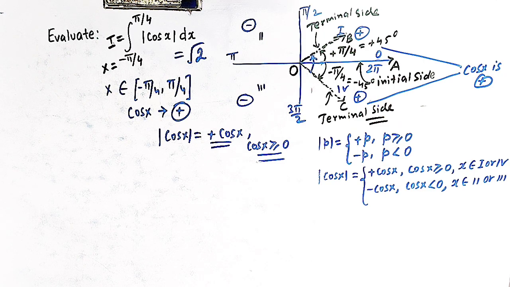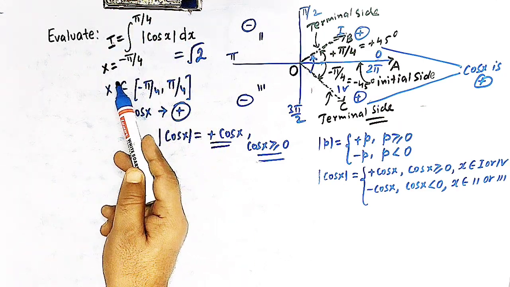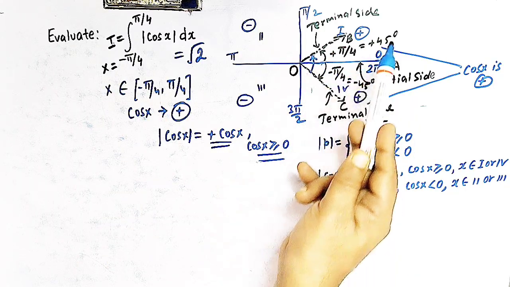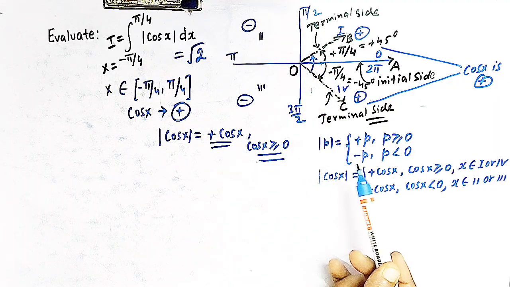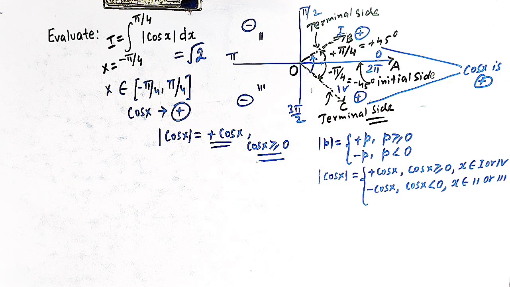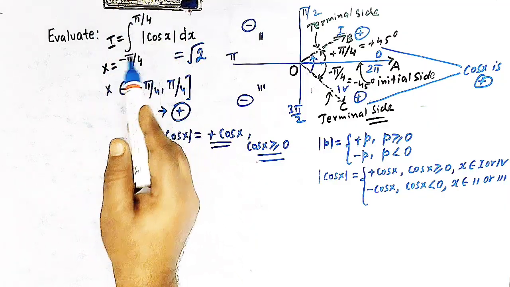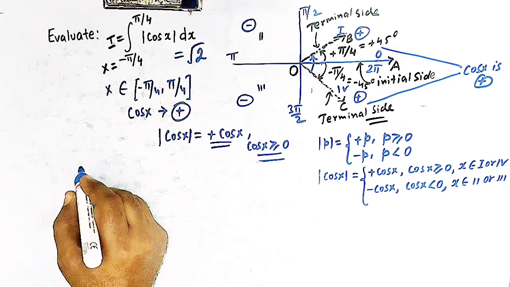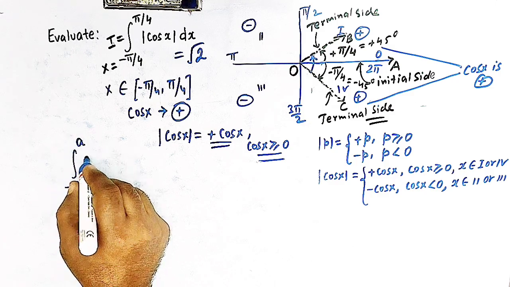So viewers, this is how we can easily evaluate this definite integral using these two concepts, that is the sign convention of cosine function in the four quadrants and the definition of mod function. But here we can also evaluate this integral using the properties of definite integrals. That is, we can make use of this property, that is minus a to a, and here we have f of x and dx.